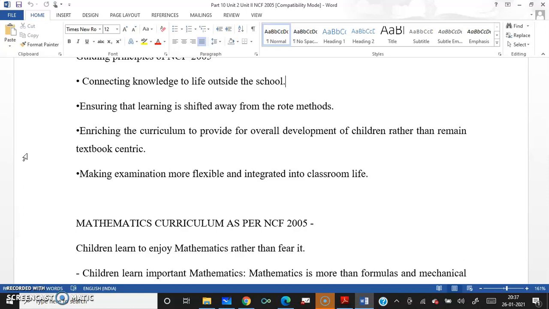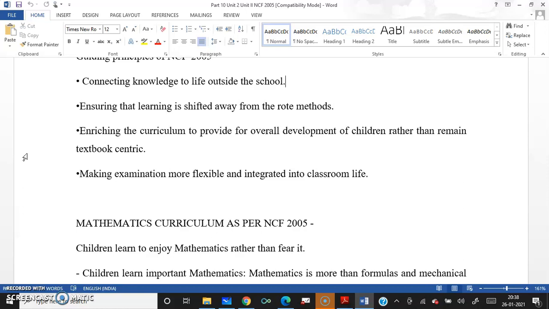Okay, and we know cognitive, psychomotor, and affective, right? The affective domain also has to be taken care of. That is the overall development of the child. Beyond this, even spiritual development. There are so many other developments that should happen for the child.